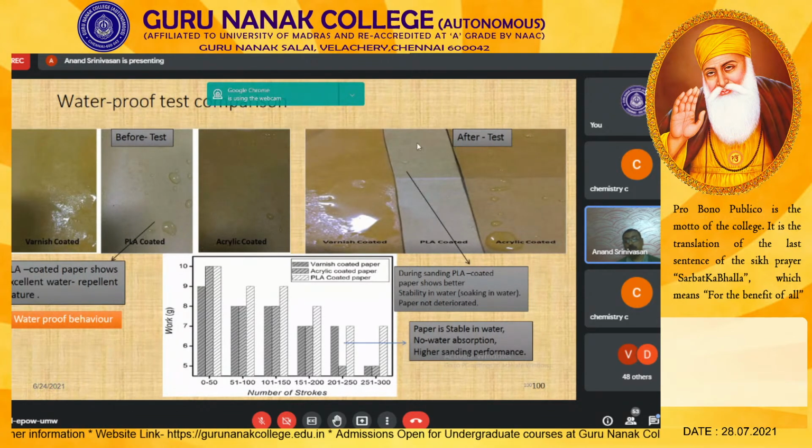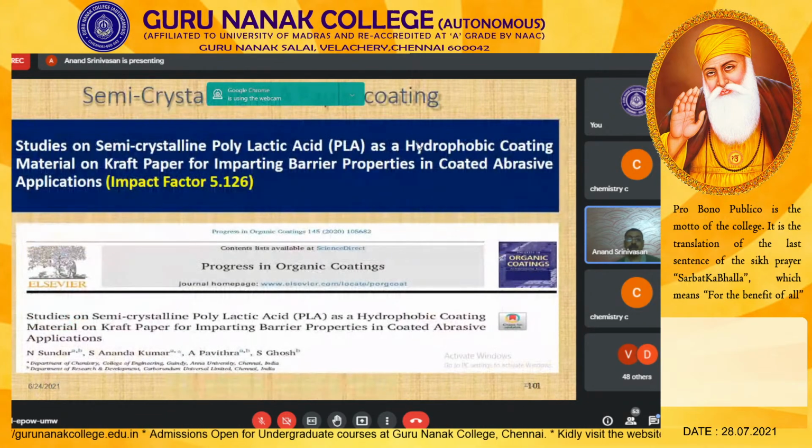Whereas whenever PLA coated, you can see the water absorption is drastically reduced. That is because of the polymorphism and the hydrophobic behavior exhibited by your semi-crystalline PLA. So accordingly, we were able to publish this paper in a reputed journal whose impact factor is 5.126. So why I'm telling you this, not to project myself. In fact, students, you can take simple work and do it with whatever facilities you have in your college. You can have wonderful products, which is possible. So that is the reason why I'm showing this slide. And this one impact factor is 5.126.